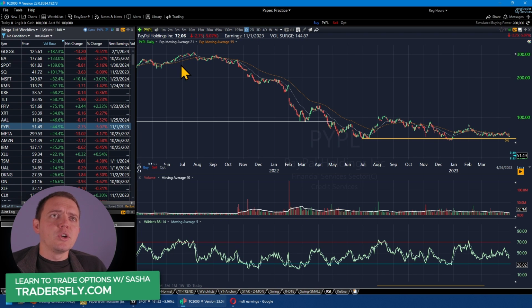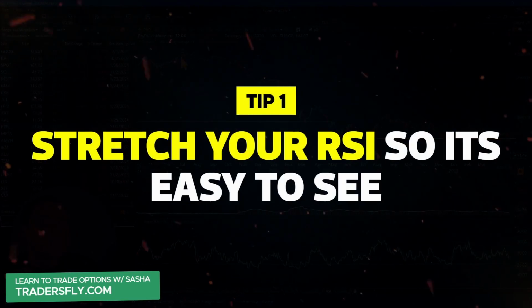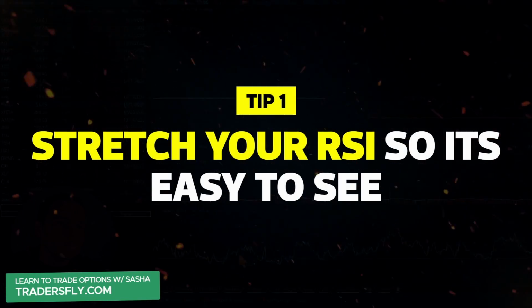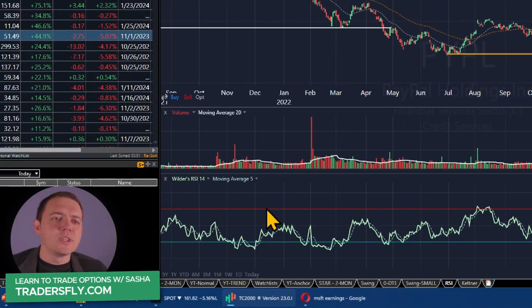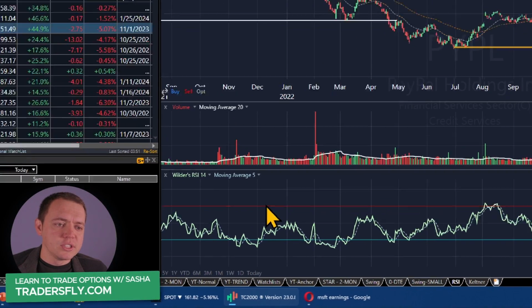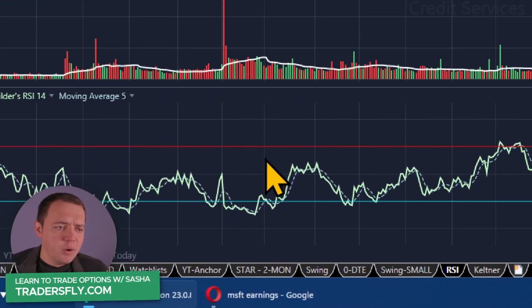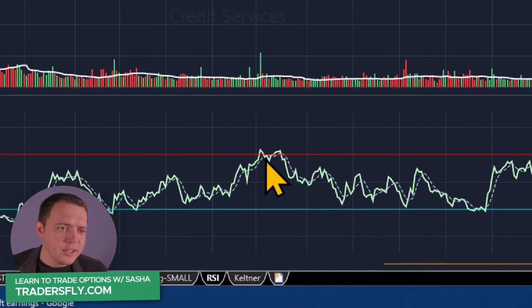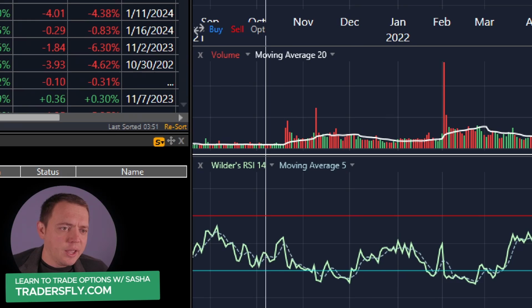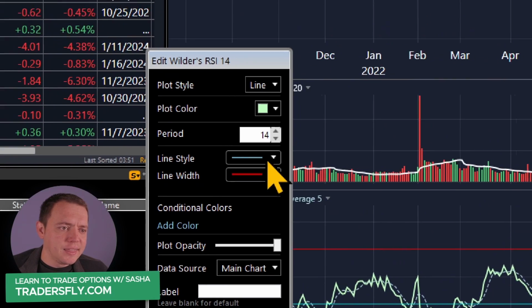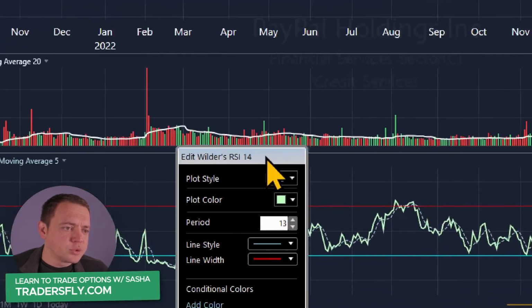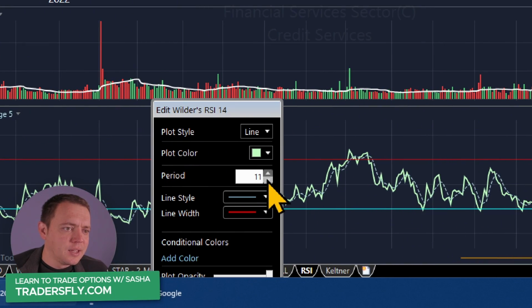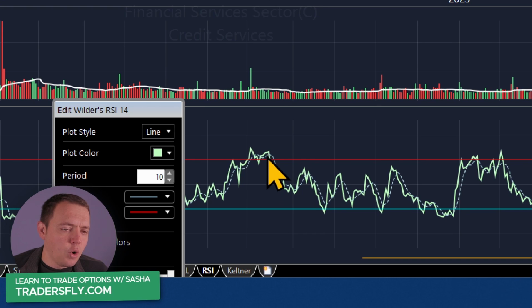Okay, so the first tip I'm going to give you for the RSI indicator is to stretch your RSI so it's easy to see. Now down here, this is TC2000. This is by Worden. You can use this for any other types of things. But what happens is you've got an indicator right here, and notice I've got the highs and the lows, and we've got an RSI of 14. What I can do is edit this, and notice what's going to happen if I go from 14 and start stretching this. I'm going to go to maybe 10 points, and what it does is start stretching the overbought and oversold.